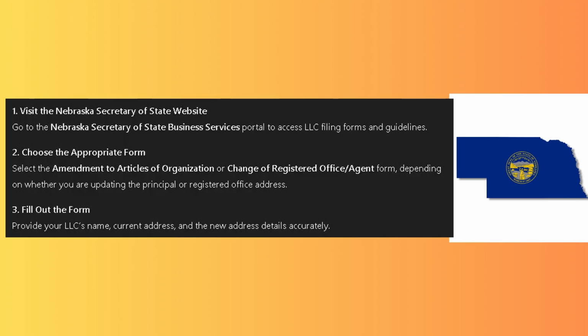Choose the appropriate form. Select the Amendment of Articles of Organization form or Change of Registered Office form, depending on whether you want to update the principal or registered office address. Fill out the form. Provide your LLC's name, current address and new address details accurately.